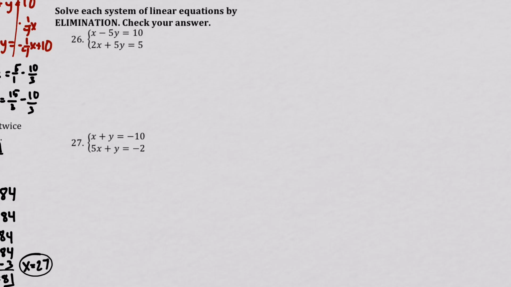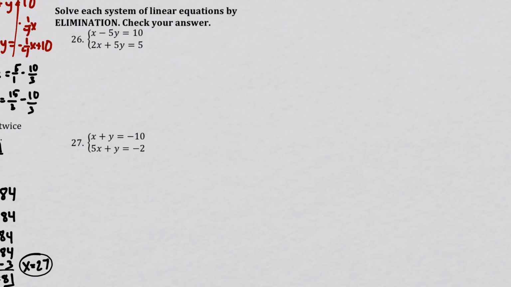Okay, so here we go. 26, x minus 5y equals 10, and 2x plus 5y equals 5. Now, for elimination, I don't want to split them apart. I like them on top of each other. That is the way that we want to eliminate. The first thing you want to check for elimination is that they're both in the same form. The x's match, the y's match, the equal signs match.